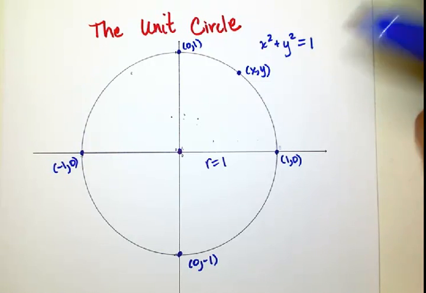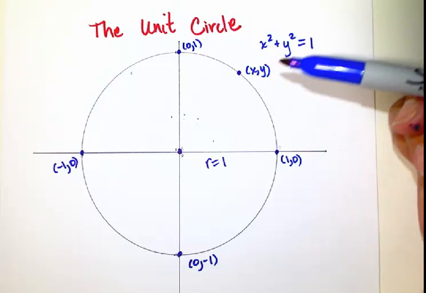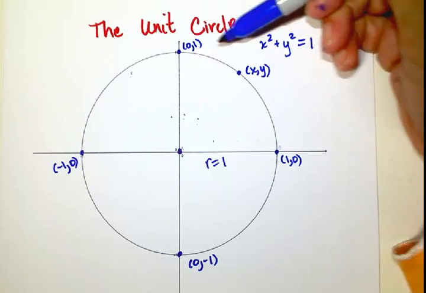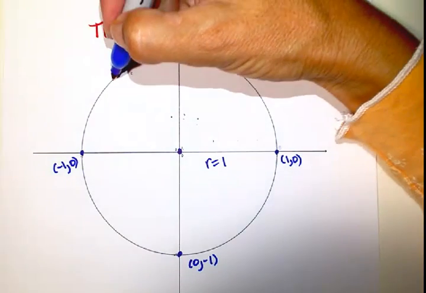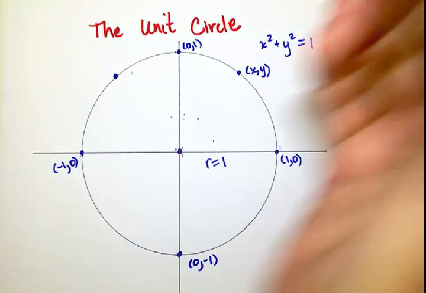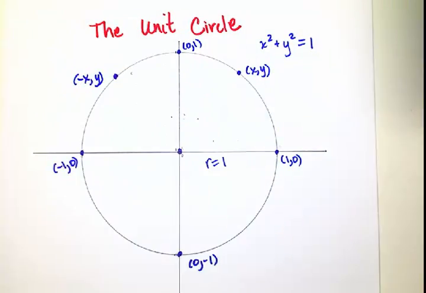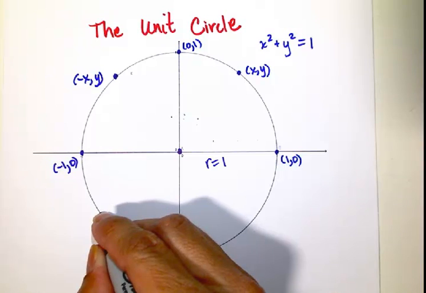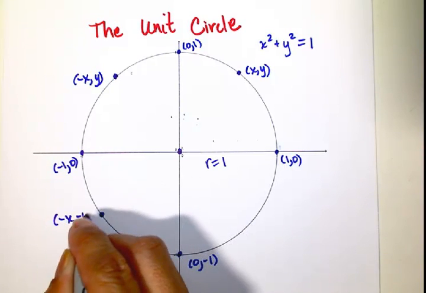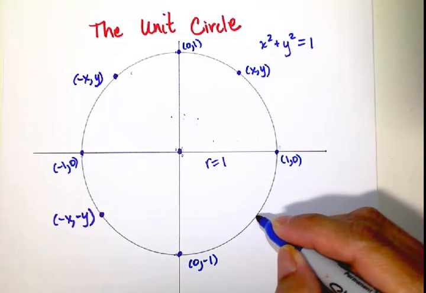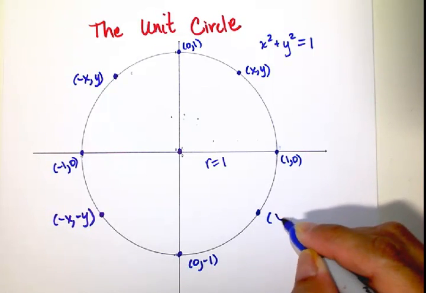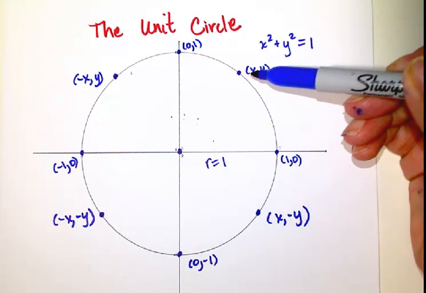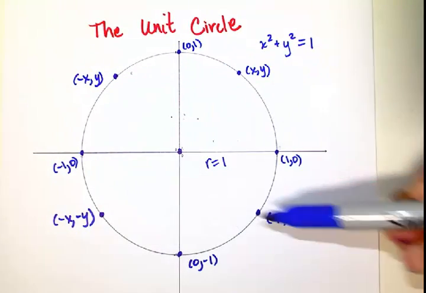Now, what's true about all circles centered at the origin is that they have some symmetric properties. If I know the point x, y lies on the unit circle, and this is true for any point x, y, I know that the point negative x, y also lies on the unit circle. I know also the point negative x, negative y lies on the unit circle, and the point x, negative y lies on the unit circle. So if I know any one point on the unit circle, I automatically know 3 other corresponding points.